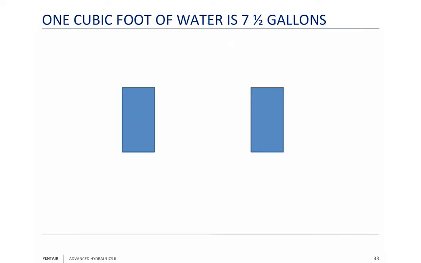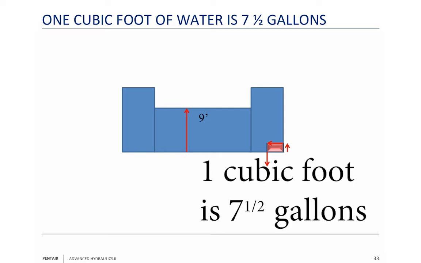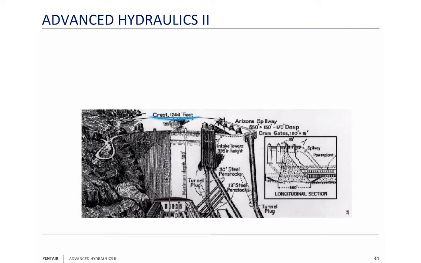So let's take a look here. There's the door going up, all right? 9 feet. So over here in the corner, we come back 1 foot from the dam, we go up 1 foot, and we go 1 foot out from the spillway door. 1 cubic foot is 7.5 gallons. The crest of the dam was 1,244 feet. So if the crest of the dam here is 1,244 feet, we take 1,244 times 7.5, that's 9,330 gallons of water. 1 foot high, 1 foot back, 1,244 feet across.